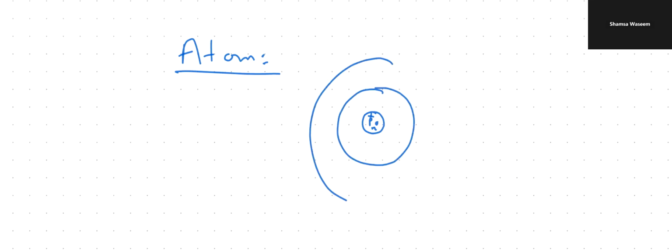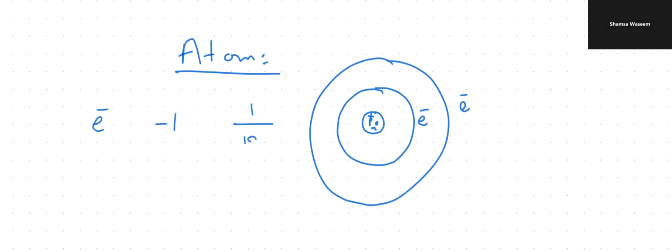So electrically, the charge over the nucleus is going to be positive, because protons are positively charged and neutrons are neutral. Now, if I talk about the electron, the relative charge of the electron is -1. The mass of an electron is 1 upon 1840. Through calculations, it is found that the mass of the electron is negligible, 1 upon 1840.